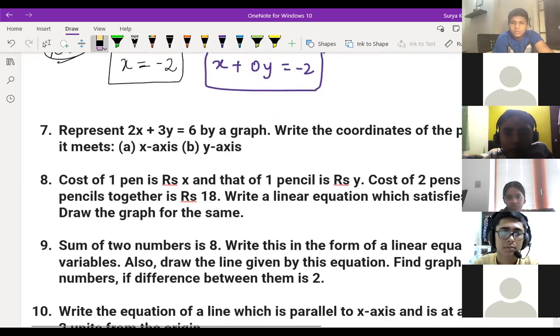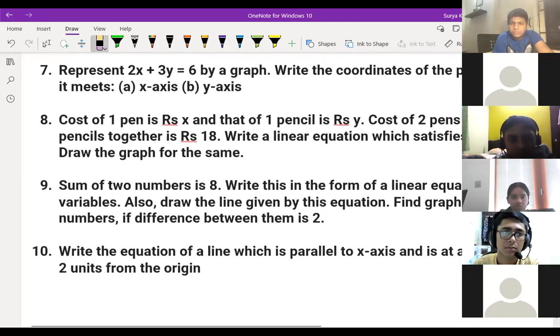Now see the 7th question. This is the easy question. Write the coordinate of the point where it meets. It means where it intersects. That only you should find. But what have they given here? Represent this by graph. This is a very easy graph. Draw the line, and where the point meets, you can find easily, right?